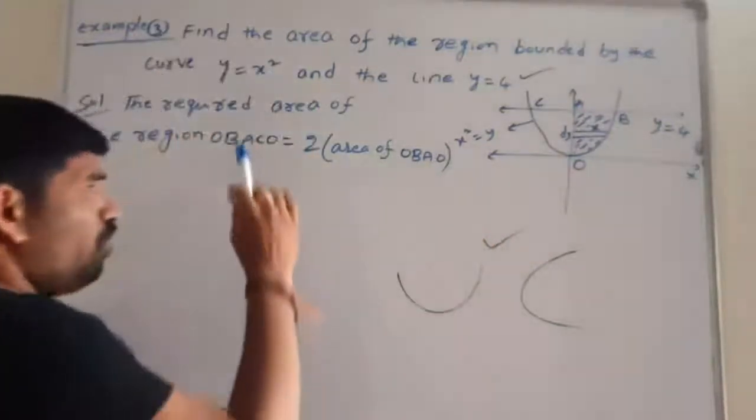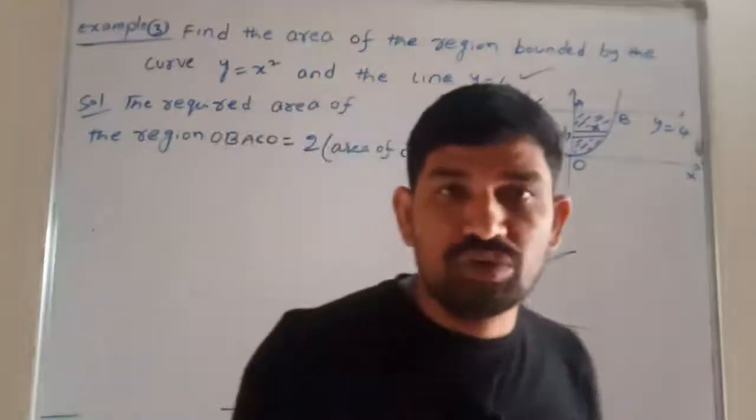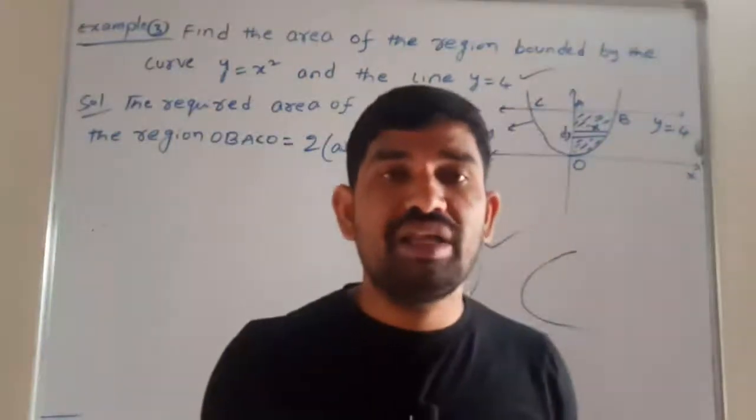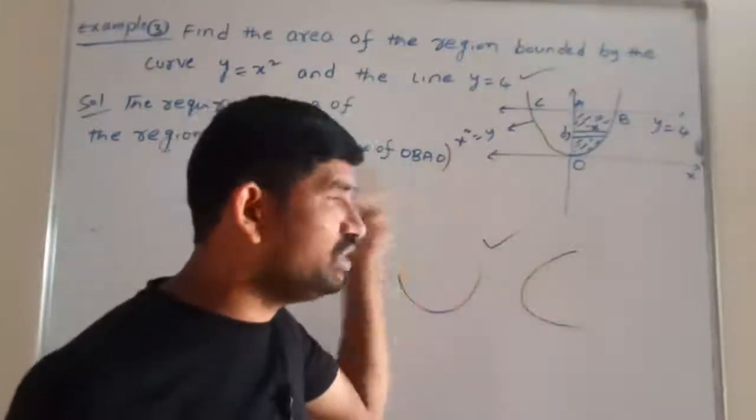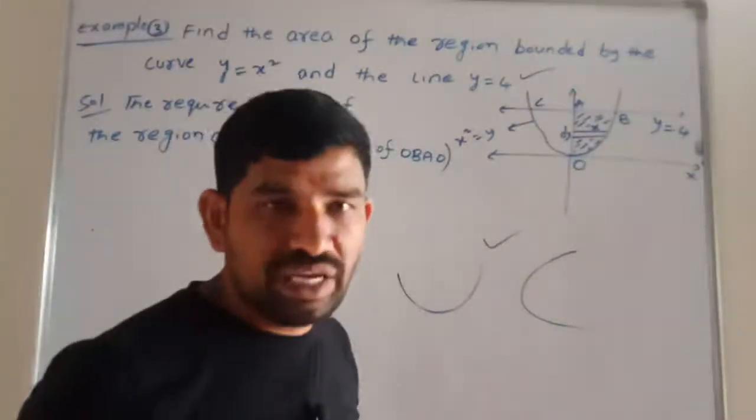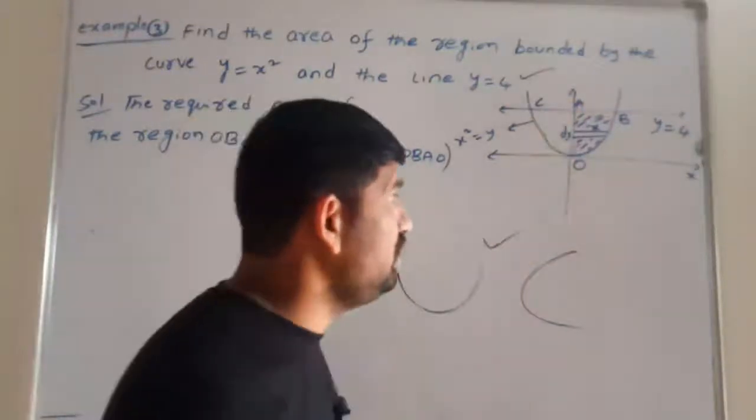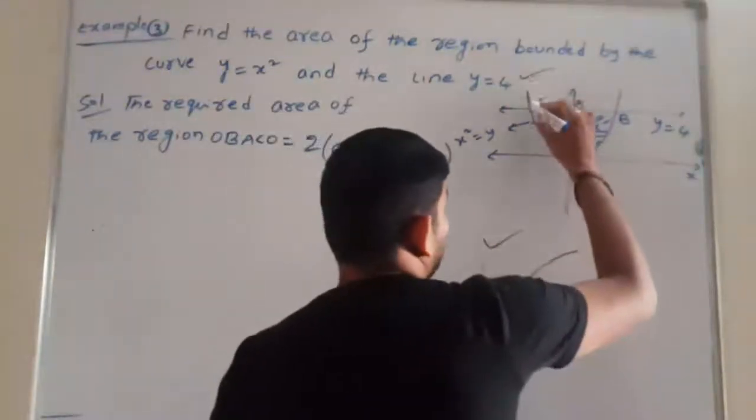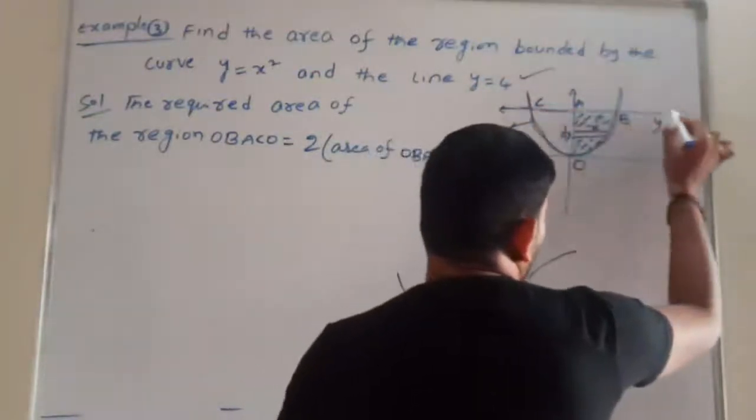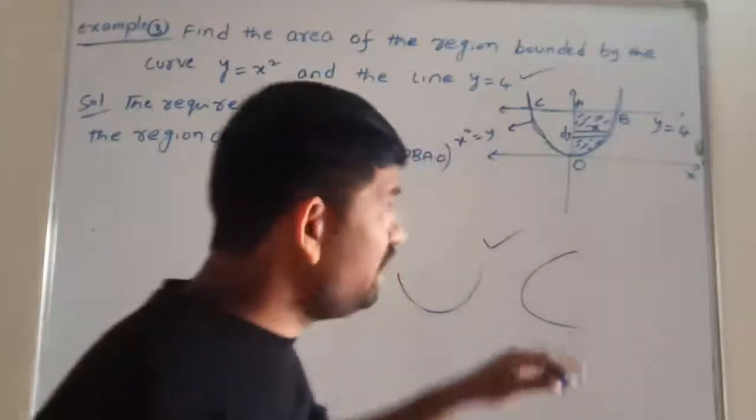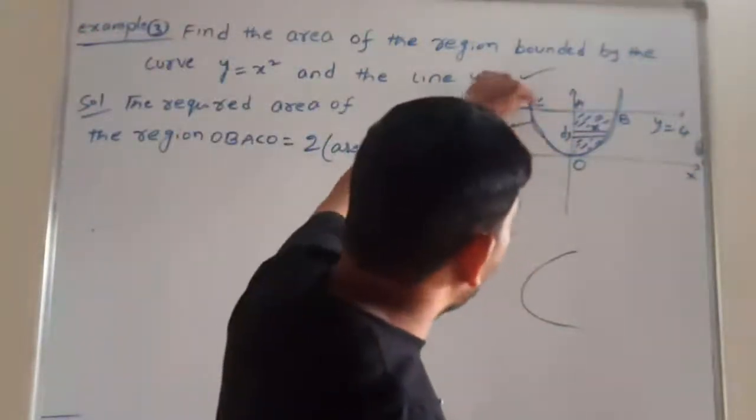That's why this example 3 is related to the area bounded by the curve and line. The side heading is area bounded by the curve and line. See, this is the curve, this is the parabola, and this is the line. That's why we say the area which is bounded by the curve and the line.